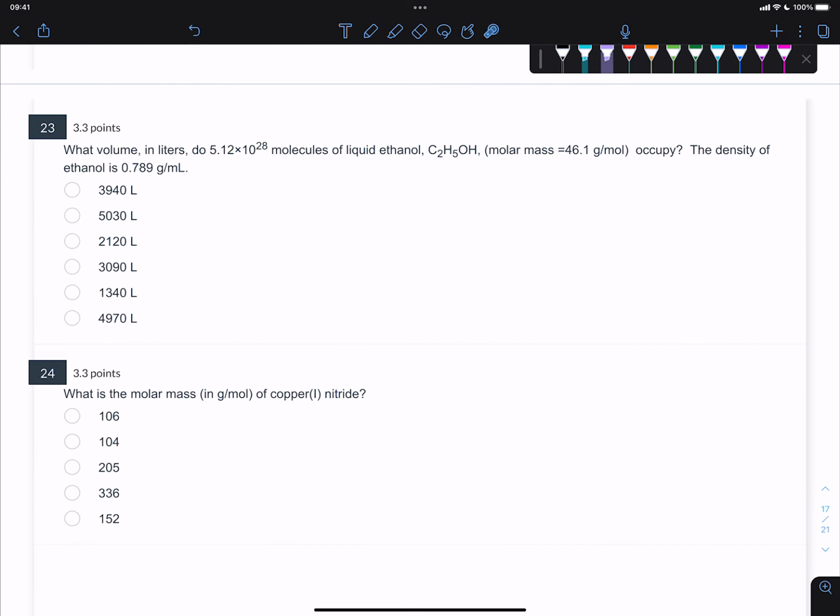Number 23, this one says, what volume in liters do 5.12 times 10 to the 28 molecules of liquid ethanol occupy? The density of ethanol is 0.789 grams per milliliter. It's very easy for people to get overwhelmed by a question like this, but you just jump in with dimensional analysis. You literally just write down something that kind of feels right, like the starting amount that's not a conversion factor, and move from there.